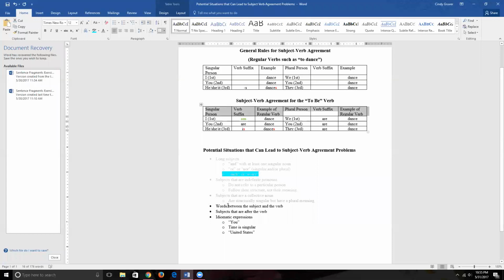I think I've somewhat changed the name. I guess it's intervening words in the textbook, but I'm calling it words between the subject and the verb.